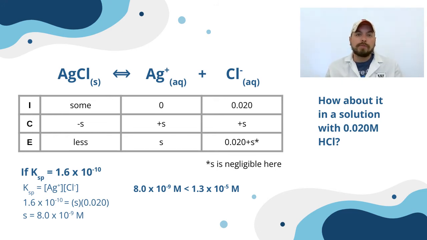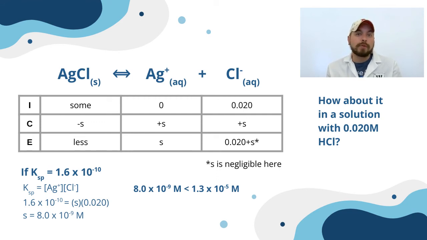So as we solve this problem now with a common ion, what we're going to realize is that in my KSP expression, the KSP hasn't changed. The value of KSP is still 1.6 times 10 to the negative 10th, but we've replaced the concentration of Cl- with the concentration of our common ion, Cl-. So we're still solving for S, in this case the concentration of Ag+, but the concentration of Cl- is going to be 0.02.